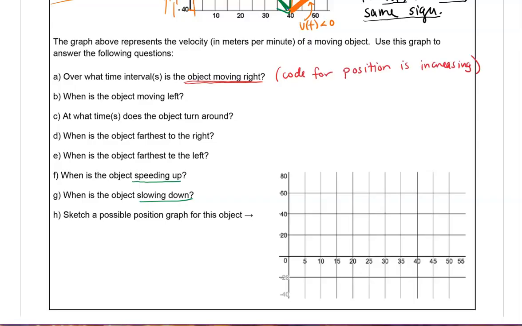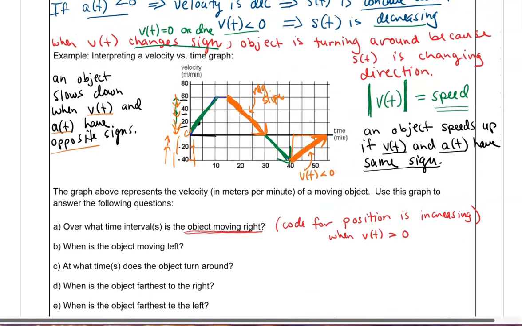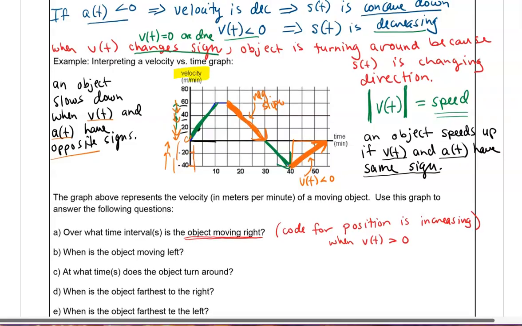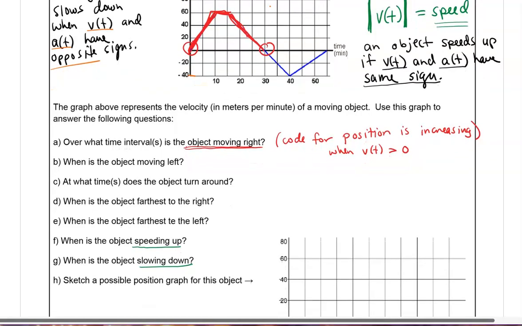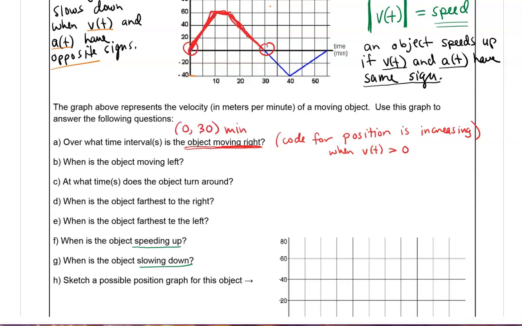Position will increase when its velocity is positive. So we just have to go to this graph, which by the way is the graph of velocity. I failed to point that out earlier, that's my bad. So we're looking at the derivative graph, the derivative of position. These are actually just this interval right here. From time 0 to time 30, all of those times have positive velocities, so my object's position must have been moving right that entire time. So we would just put from 0 to 30 minutes.